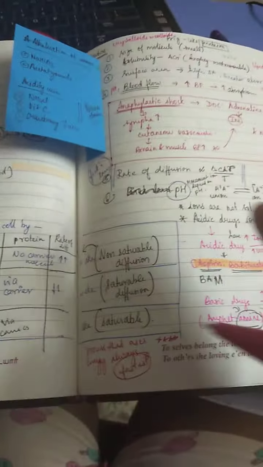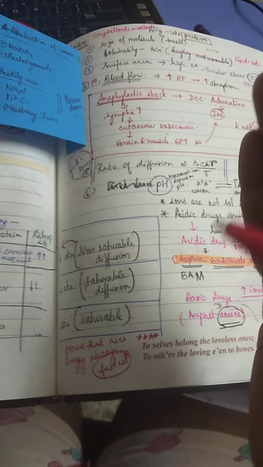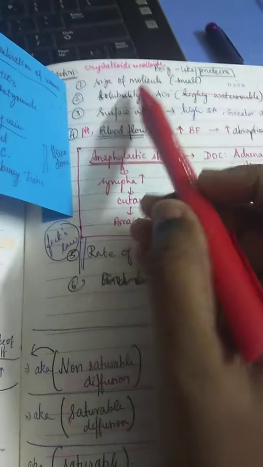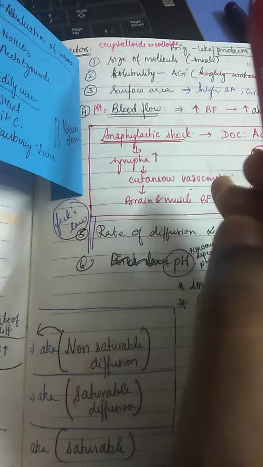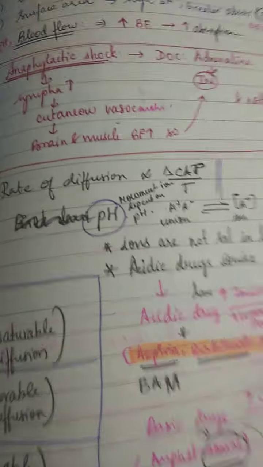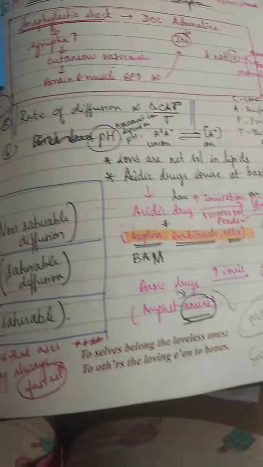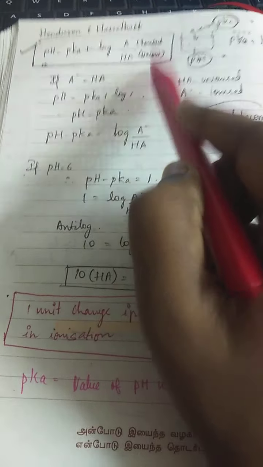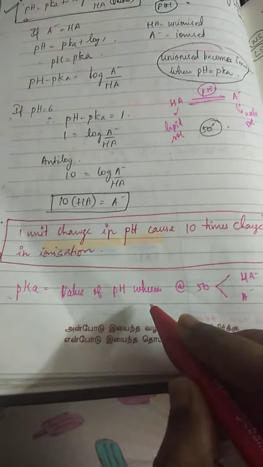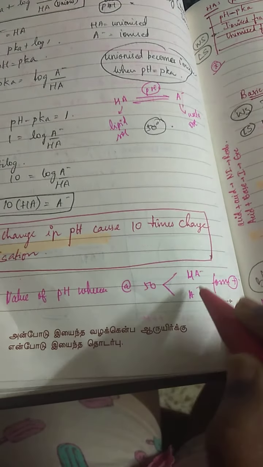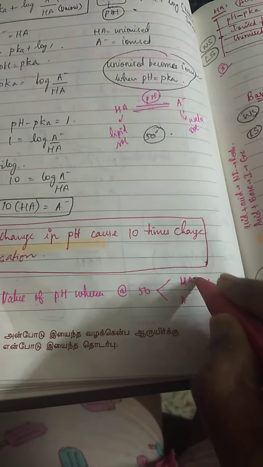Now, a drug can be absorbed with the help of many factors. For example, the size of the drug, the solubility of the drug, the surface area, the pH, the blood flow, everything will contribute to the absorption of the drug. Now, for example, we have acidic. This is the equation: pH is equal to pKa plus log of ionized by non-ionized. So if pH is equal to pKa, then 50% of the drug will be ionized and 50% of the drug will be non-ionized.